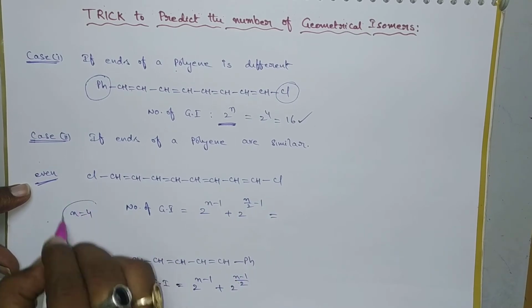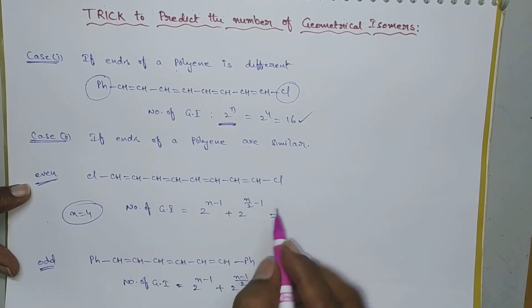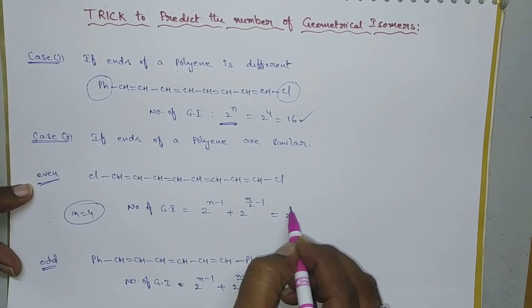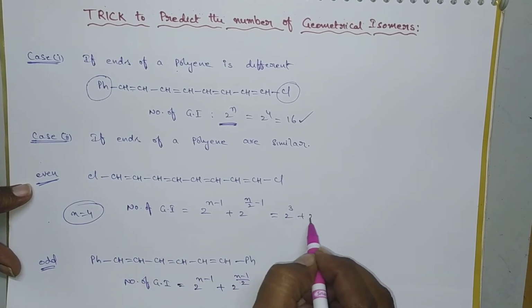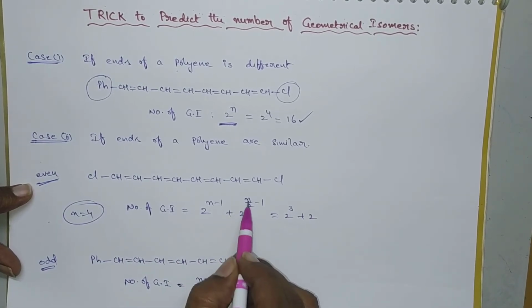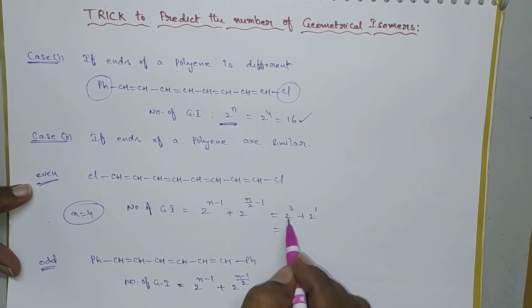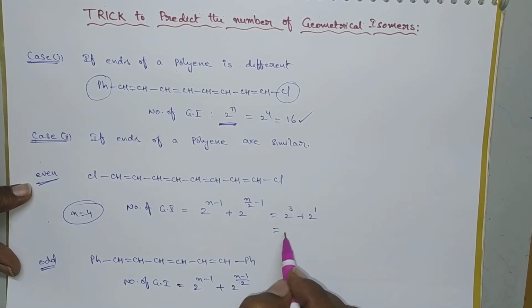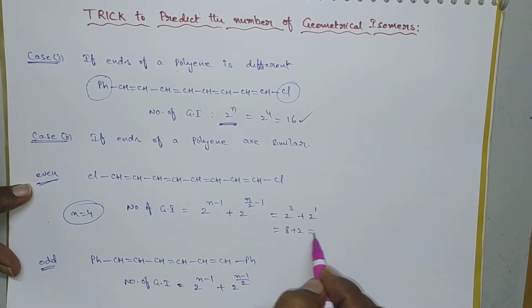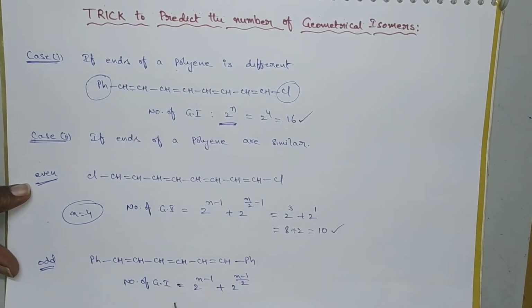For the even case, n is equal to 4, the number of double bonds is 4. So 2 power 4 minus 1 means 2 power 3, plus 2 power 4 by 2 means 2 power 2 minus 1, that is 2 minus 1 means 1. So 2 power 3 means 8, since 2 2s are 4, 4 2s are 8. 8 plus 2, that means 10 isomers are possible.